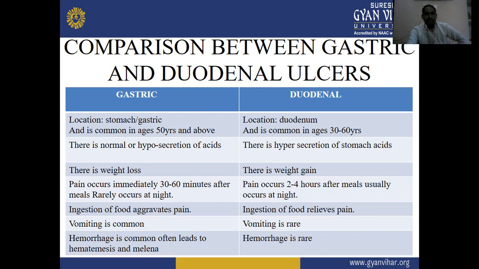In gastric ulcer, pain occurs 30 to 60 minutes after meals and rarely occurs at night, and in duodenal ulcer, pain occurs 2 to 4 hours after meals and usually occurs at night. Ingestion of food aggravates pain in gastric ulcer, while in duodenal ulcer, ingestion of food relieves pain. In gastric ulcer vomiting is common, and in duodenal ulcer vomiting is rare. In gastric ulcer hemorrhage is common, often leading to hematemesis and melena, while in duodenal ulcer hemorrhage is rare. This is the comparison between gastric ulcer and duodenal ulcer.